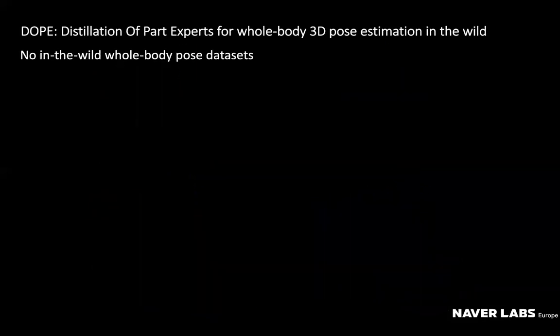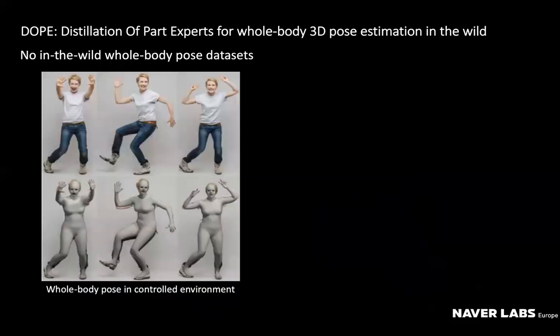The main difficulty for this particular task is the lack of training data. Indeed, there exists no in-the-wild data with 3D annotations for the whole body. Available datasets are captured in controlled environments, like the EHF dataset on the left. Training a model on this data with a single fully visible person and a fixed background would not generalize to images in the wild.